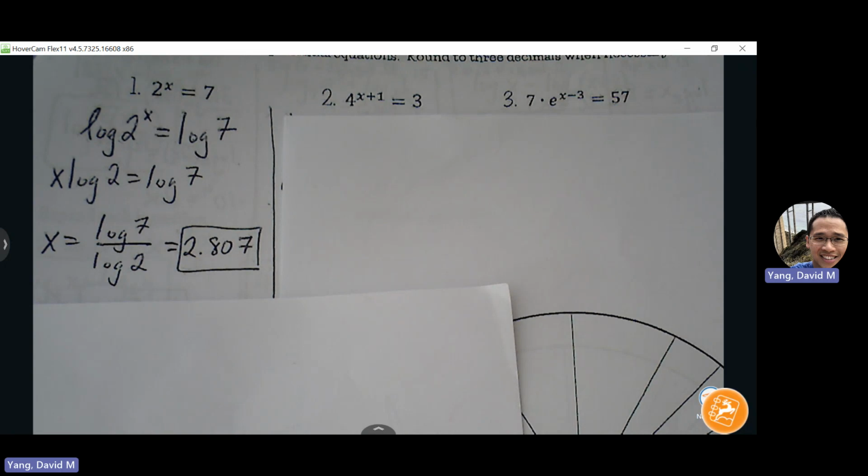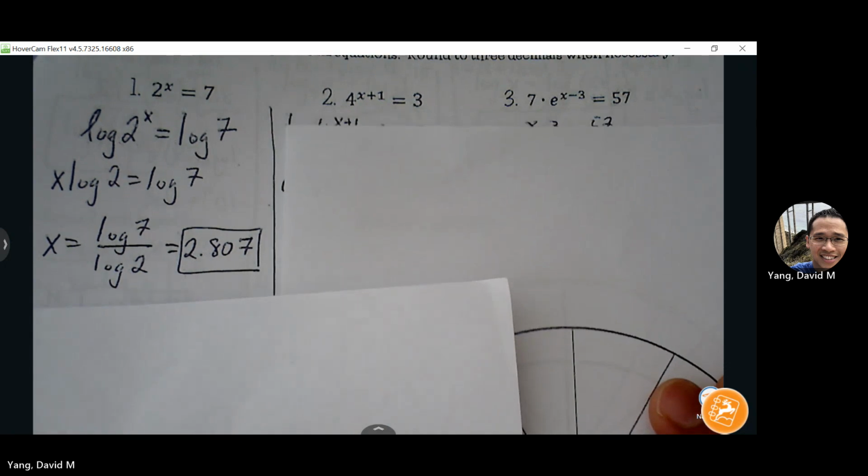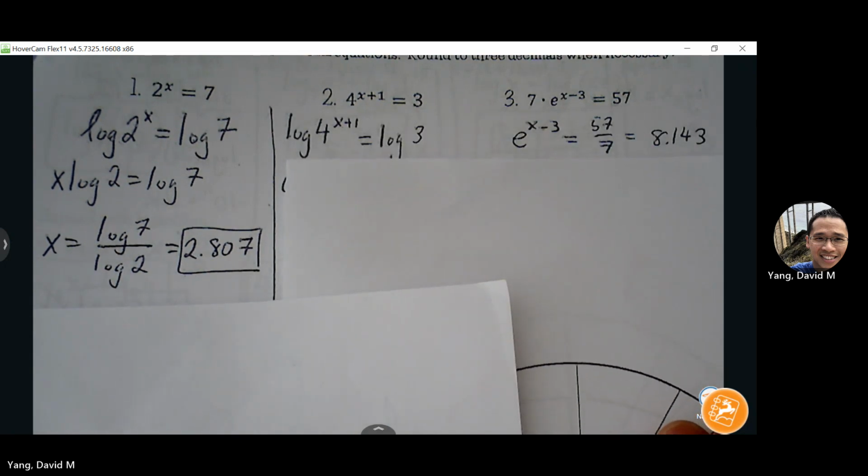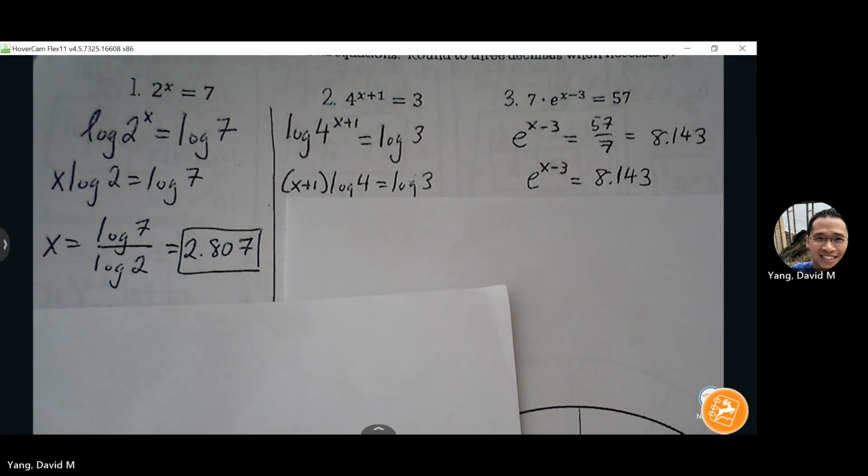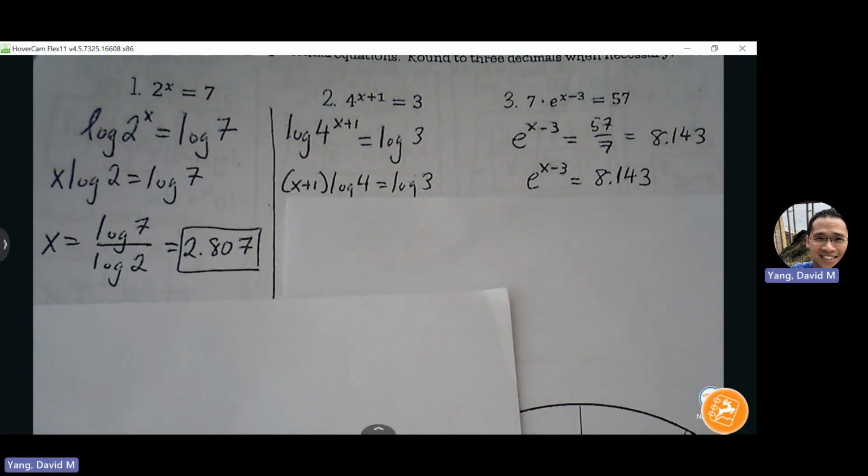Number 3, I do want to solve for x, but let's see if we can do some cleanup first. Let's get that 7 away from that left side. And then we can take the natural log of both sides. Allow that x minus 3 to come down.